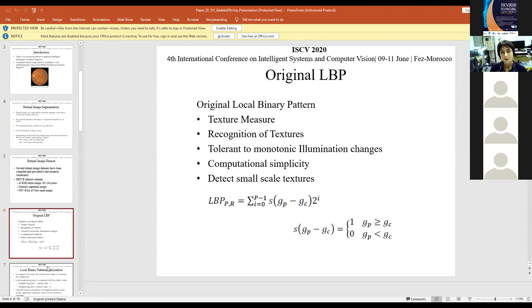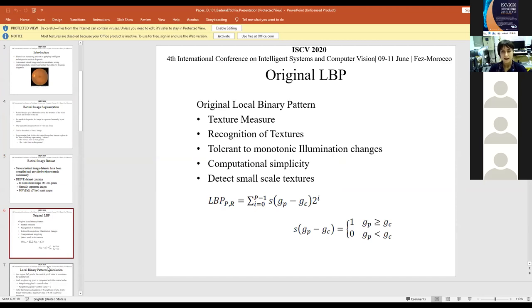Now, we use original LBP. LBP, the local binary patterns, proved to be very robust. They have some abilities, and the main abilities are that they are a texture measure. They can recognize the textures. They are tolerant to monotonic illumination changes. They are very simple to compute. And also they detect small-scale textures.